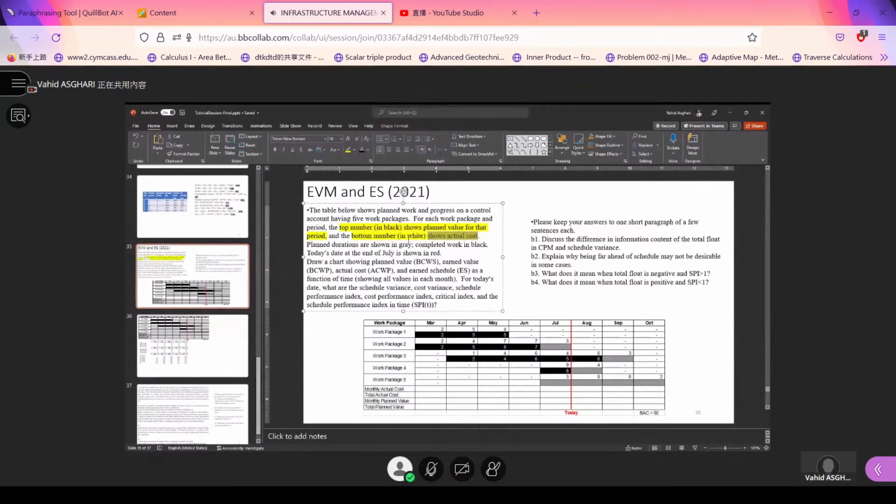Planned duration is shown in gray, completed work in black. Today's date at the end of July is shown in red. Draw a chart showing planned value, earned value, actual cost, and earned schedule as a function of time, showing all values in each month. For today's date, what are the schedule variance, cost variance, and schedule? Again, similar formulas. As you can see, you definitely need to learn those equations. Those equations will not be provided. I don't know how many more times I should say that. Those equations will not be provided.